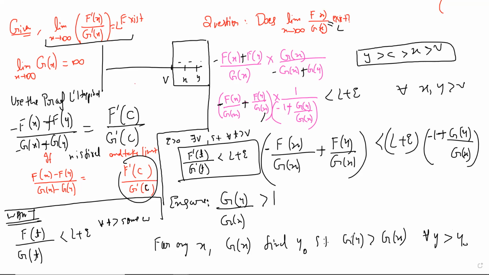Right? Given any x, I can always find such a y such that this happens. No, but then I want this to go to 0. That is the point.